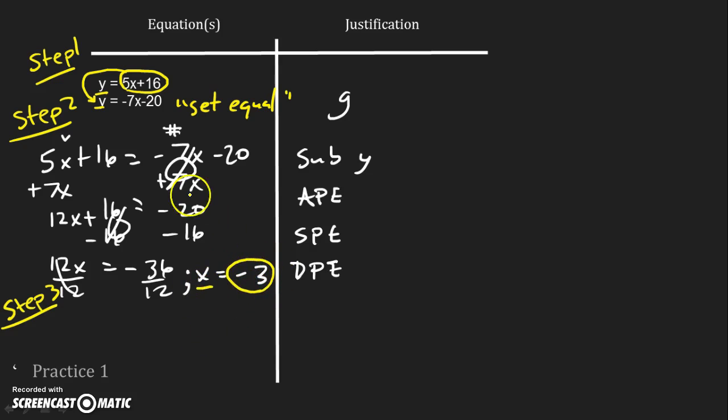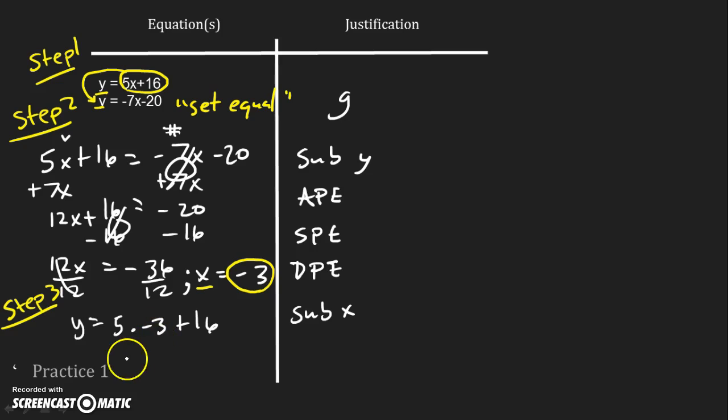Either of these equations is fine to use because both of them are already solved for y. All we're going to have to do is simplify anyways. So I'm going to go ahead and use the top equation. y equals 5, x is now represented by negative 3, plus 16. What did we just do? We just substituted x. Now we can go ahead and simplify.